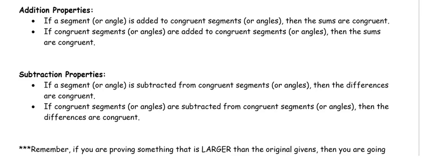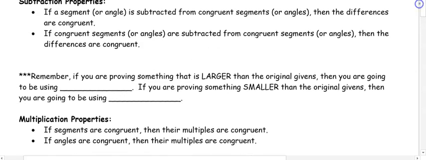So in this case, we either have one part being added to already congruent segments or angles, or two parts that are congruent added to two other parts that are congruent. In the subtraction property, if a segment or angle is subtracted from congruent segments or angles, then their differences are congruent. And if congruent segments or angles are subtracted from congruent segments or angles, then their differences are congruent. So between these two operations, we need to remember that if we are proving something is larger than the original givens, we are going to be using addition. And if we are proving something smaller than the original givens, we are going to be using subtraction.